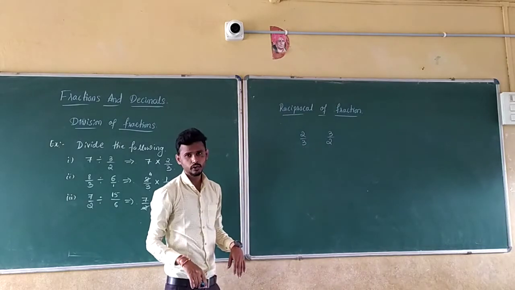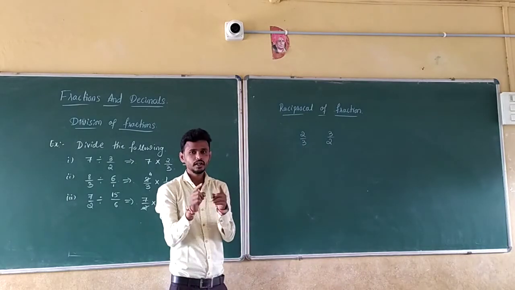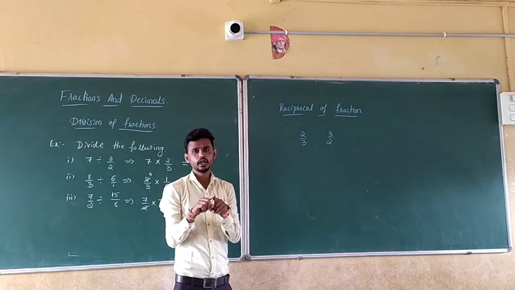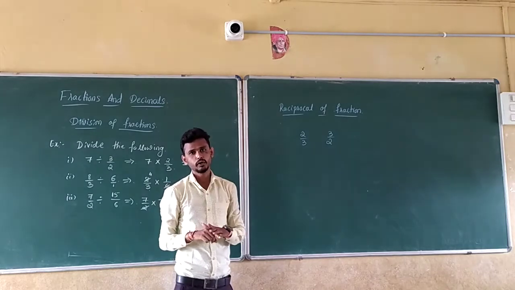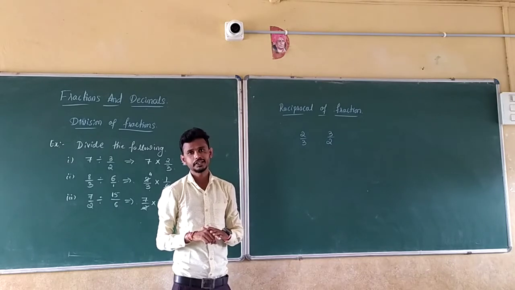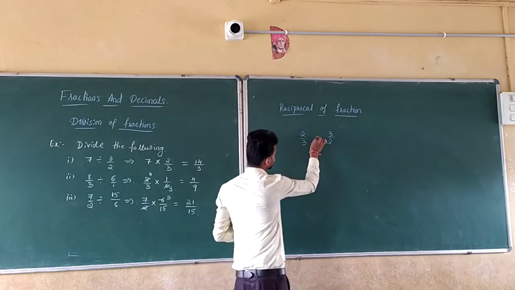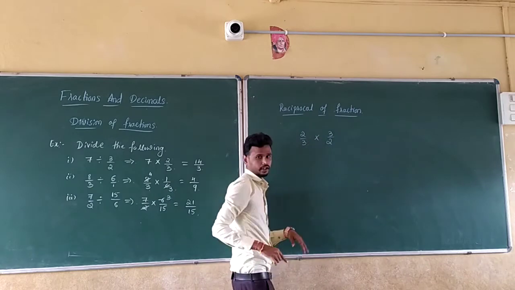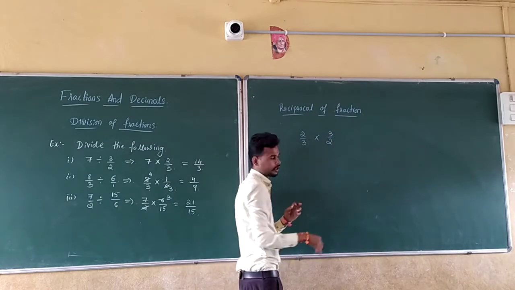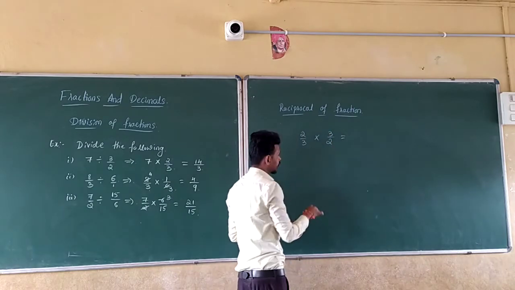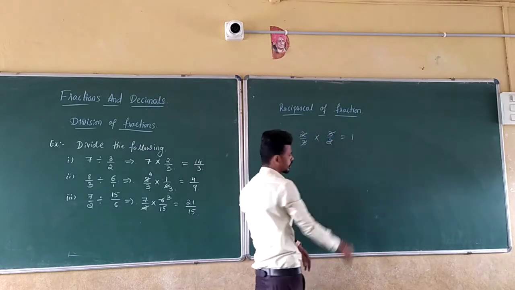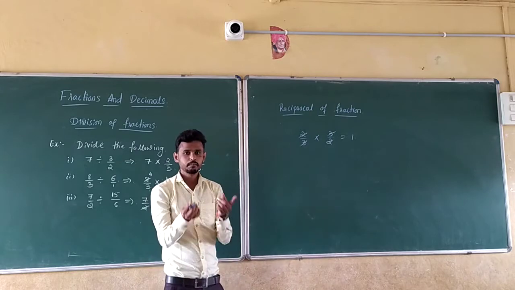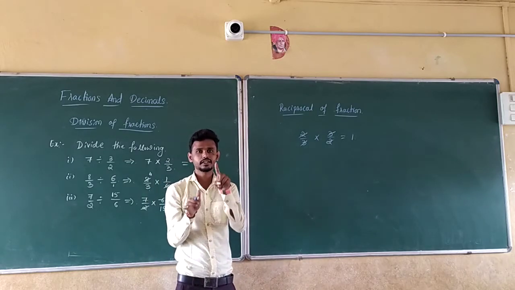Or else we can say that if the multiplication of two numbers or two fractions is 1, then such numbers are said to be what? Reciprocal of each other. For example, see 2 by 3. Reciprocal means reverse of that, 3 by 2. If you multiply these two, what will you get? See, 3 1s are 3, they get cancelled. 2 1s are 2, they get cancelled. What will you get as the answer? 1.